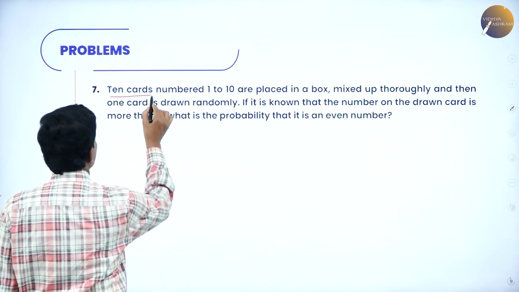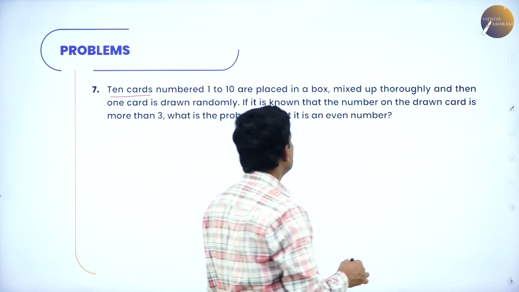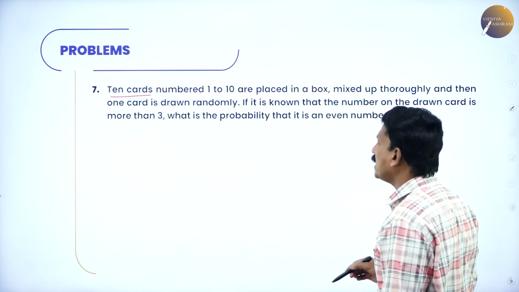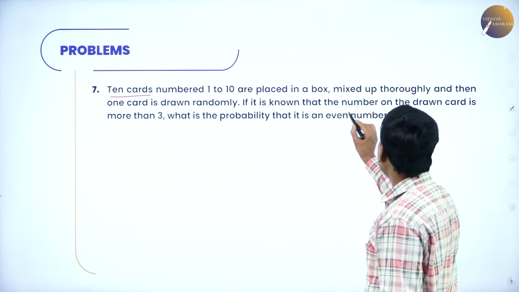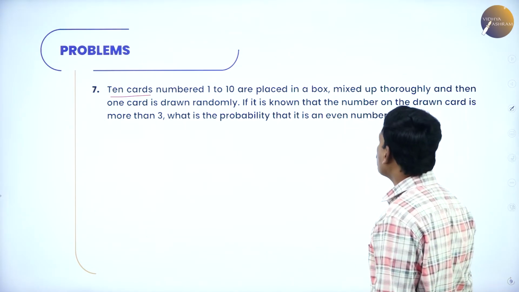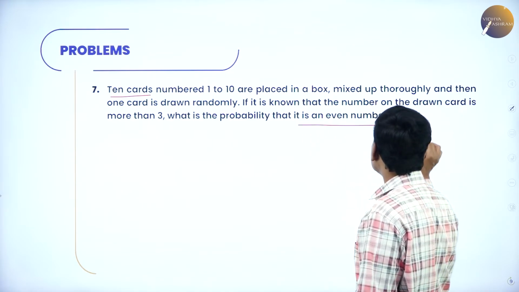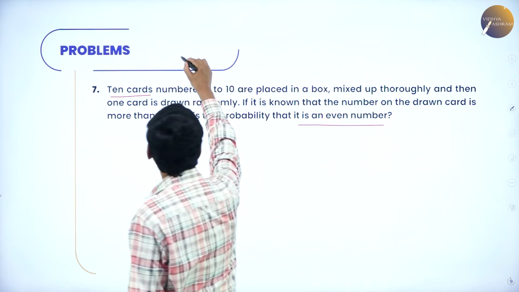10 cards numbered 1 to 10 placed in a box, mixed up thoroughly, and then one card is drawn randomly. It is known that the number on the drawn card is more than 3. What is the probability that it is an even number? This is also an important problem for 3 marks.